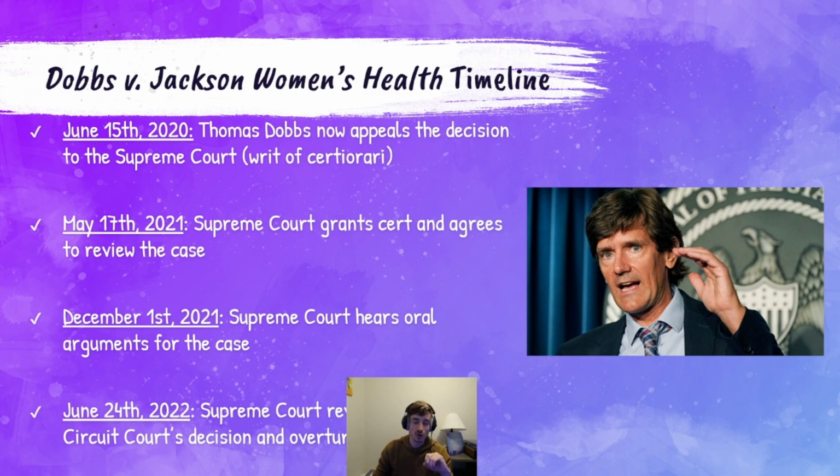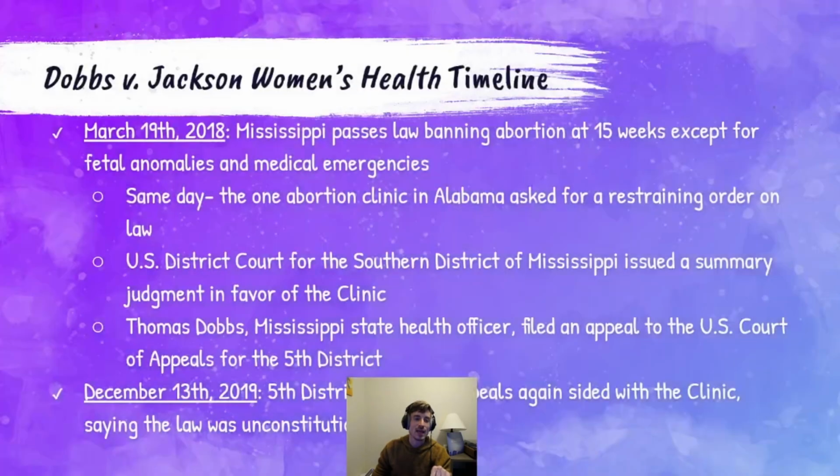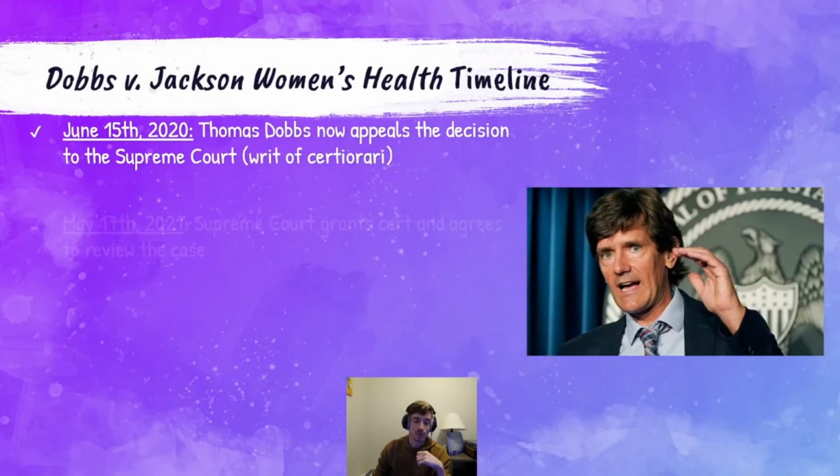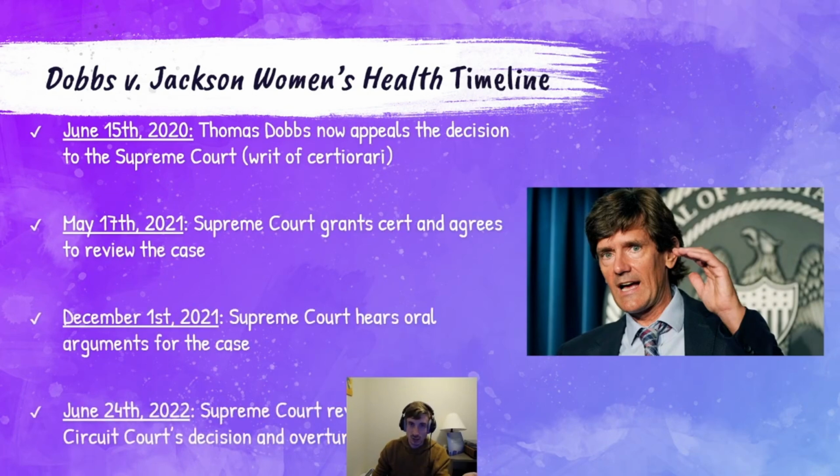This is when they officially overturned Roe v. Wade and said that states get to choose when and if they allow abortion within their borders. So you can see that June of 2022 is when the decision was made, and March of 2018 is when the law was passed. So it took over 4 years from the law passing to actually reach the Supreme Court and get a decision on it. So the court system is extremely, extremely slow.